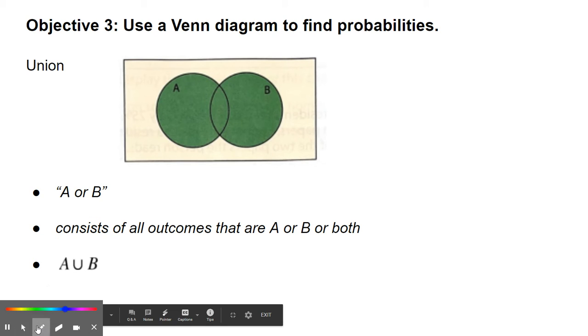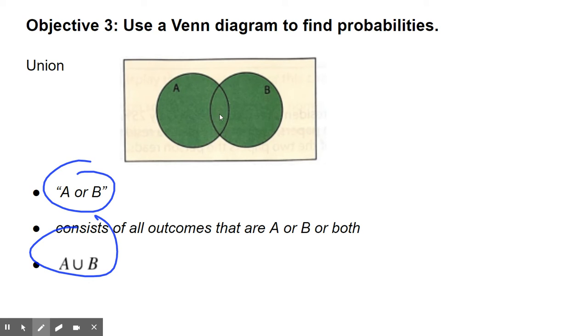Here's your A or B. And again, this is A or B or both. And remember that this group right here is going to be counted in the A circle and in the B circle. That's why when you use that formula, you subtract it once.